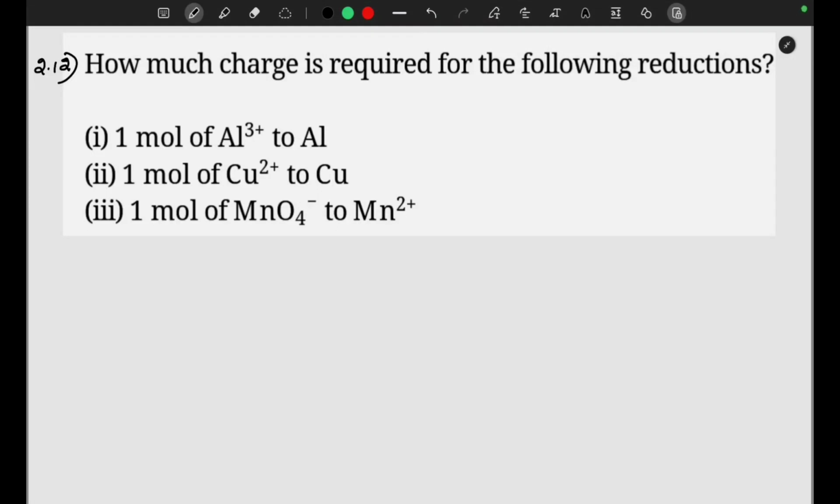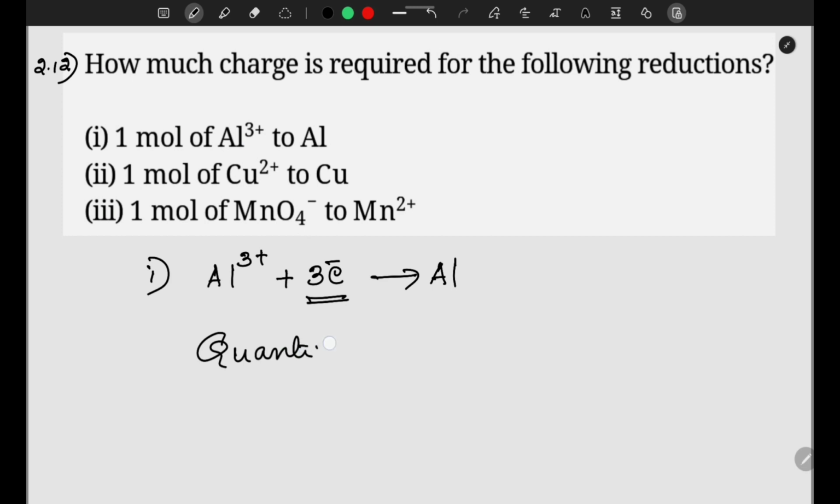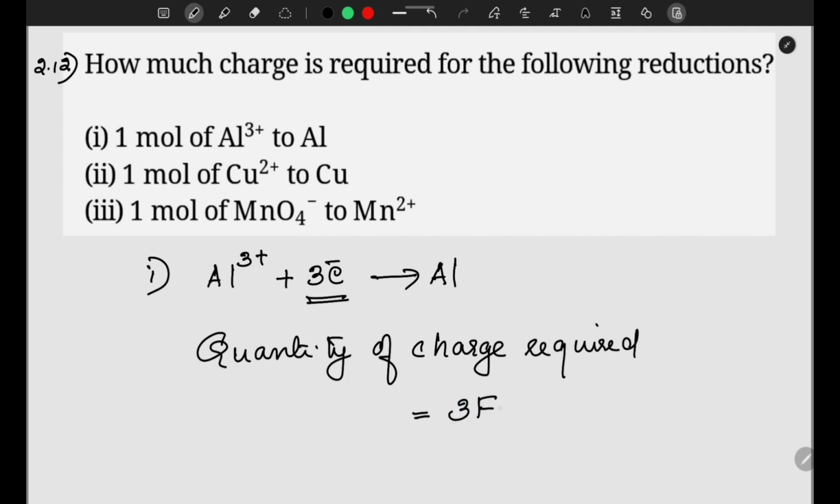How much charge is required for the following reductions. 1 mole of Al3+ to Al. Let us write the reduction equation. Al3+ plus 3 electrons gives Al. Here 3 moles of electrons are required for reduction. So the quantity of charge required for the reduction of 1 mole of Al3+ is equal to 3 Faraday.